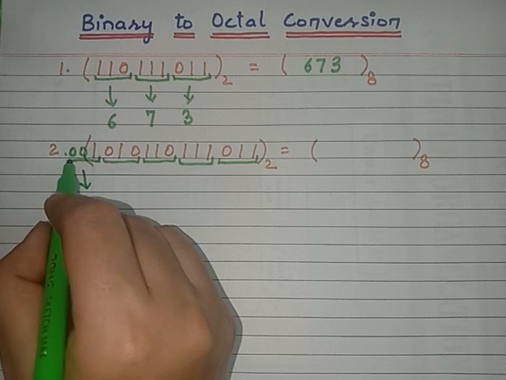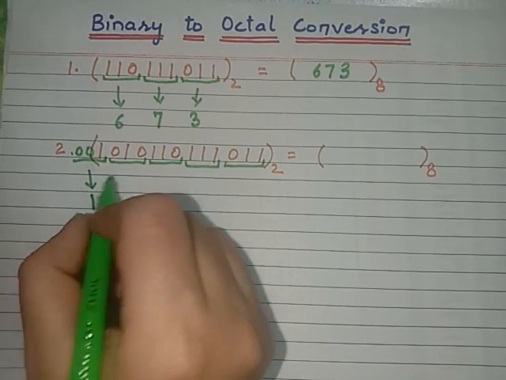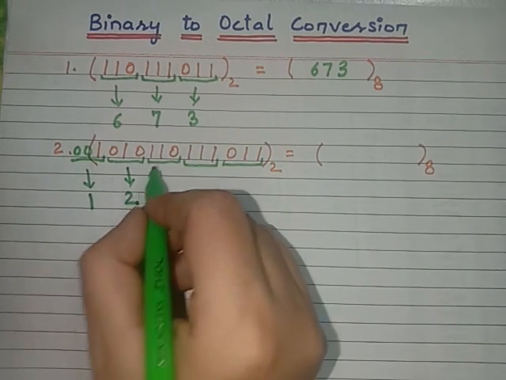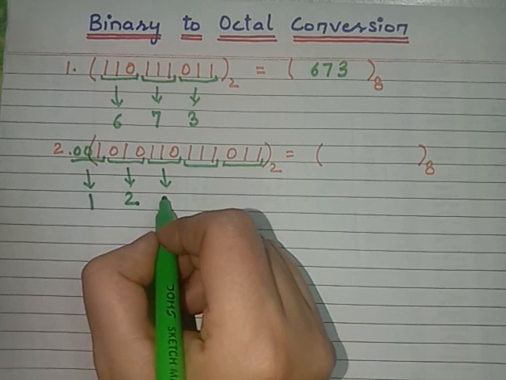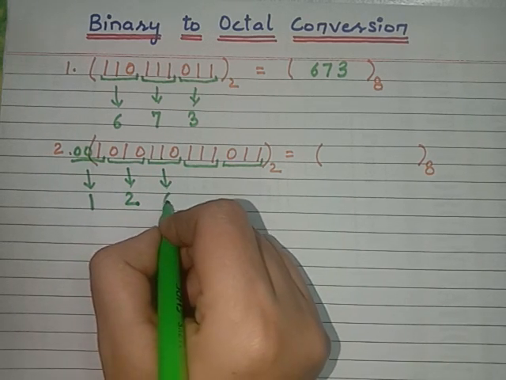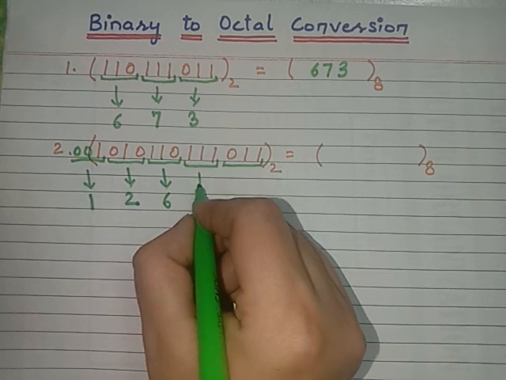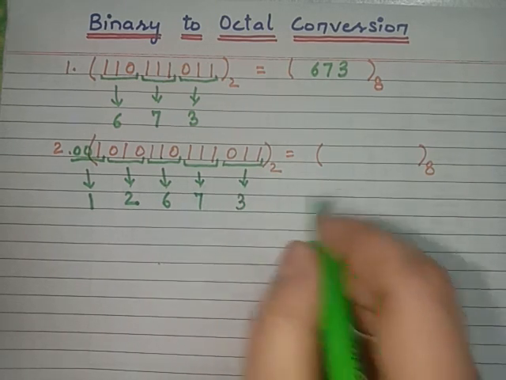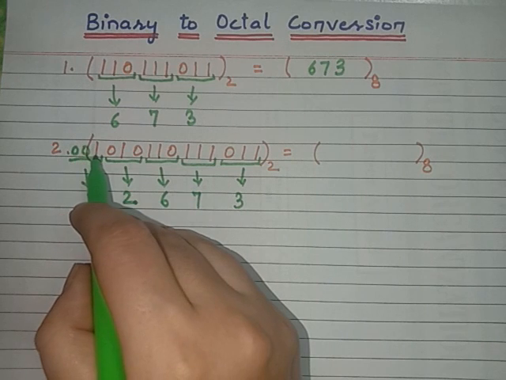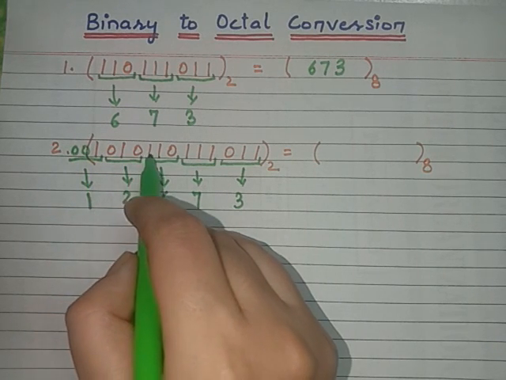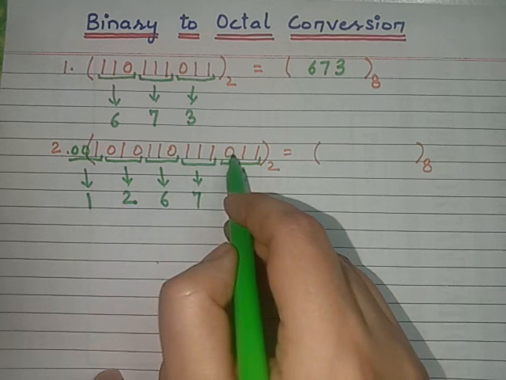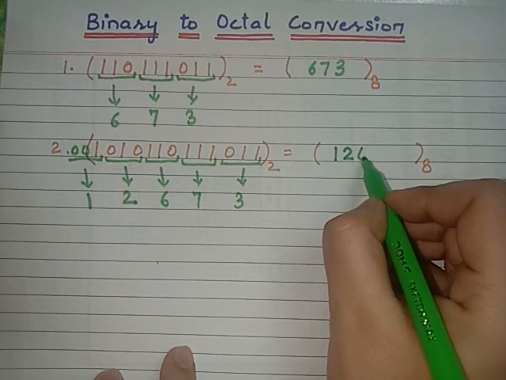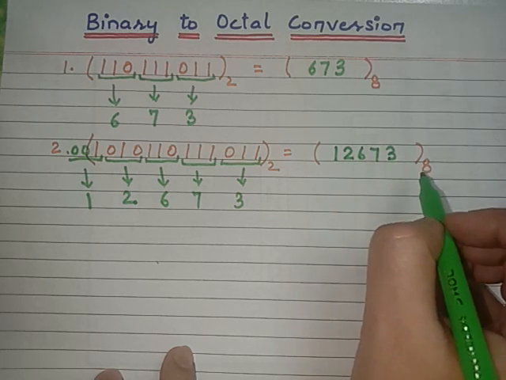As we know, this 001 is 1, 010 is basically 2, and this 110, you can compare with the table, it's 6, 111 it's 7, and 011 it's equal to 3. So the binary number 001, 010, 110, 111, 011 is equal to 12673 in the octal number system, right?